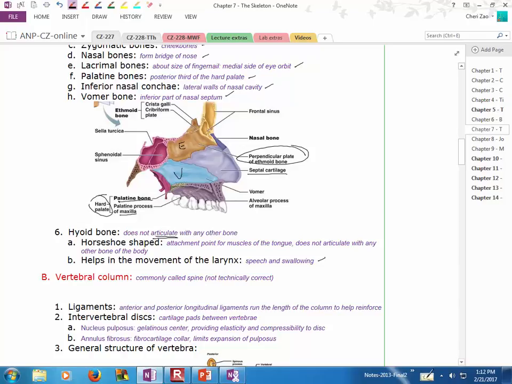We're done with the skull. We're moving on. You guys slow me down if I'm going too fast.